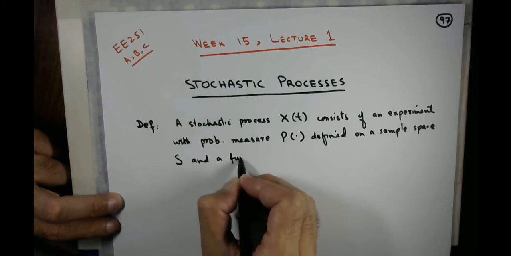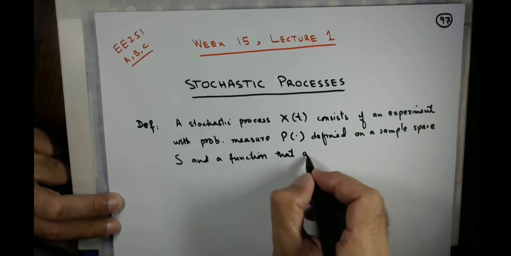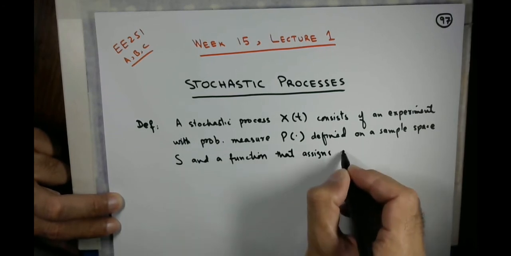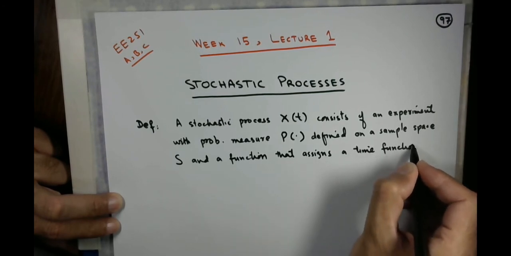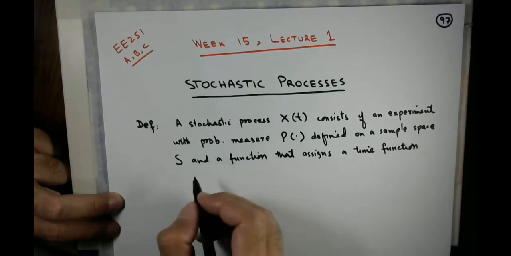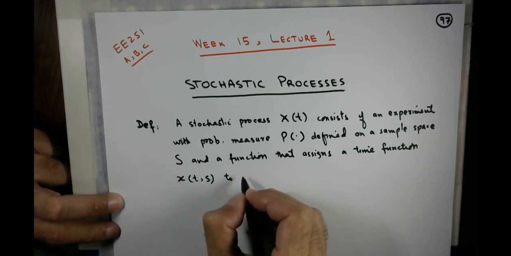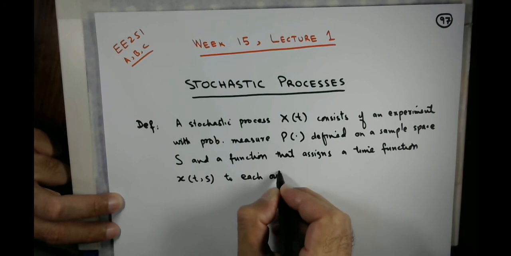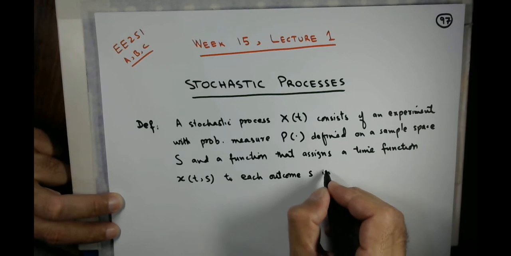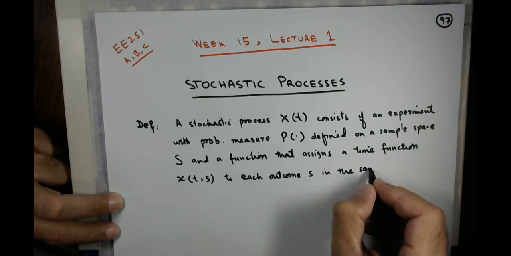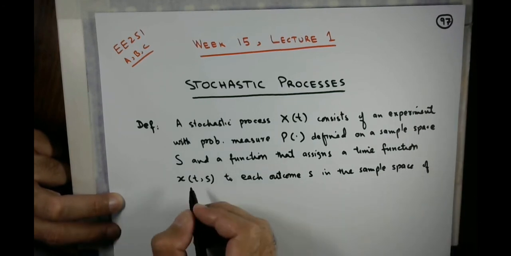and a function that assigns a time function x of t comma s to each outcome s in the sample space of the experiment.